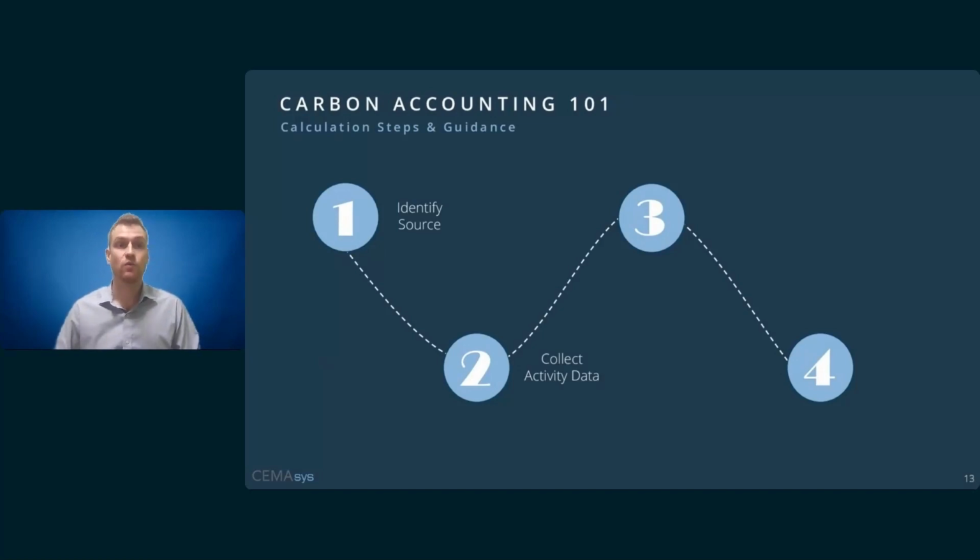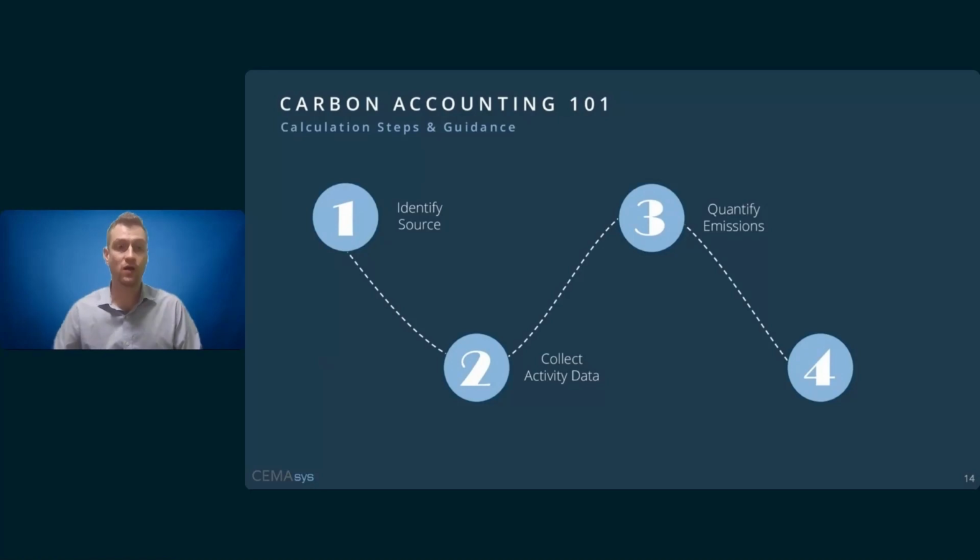The next step will be to collect activity data, also called consumption data. This will be, for example, the amount of kilowatt hours needed to power your lights for the year, or the amount of gas used to power your machines. If this data is not available, it is okay to make estimates or assumptions, as long as you take note of these and report them within your methodology.